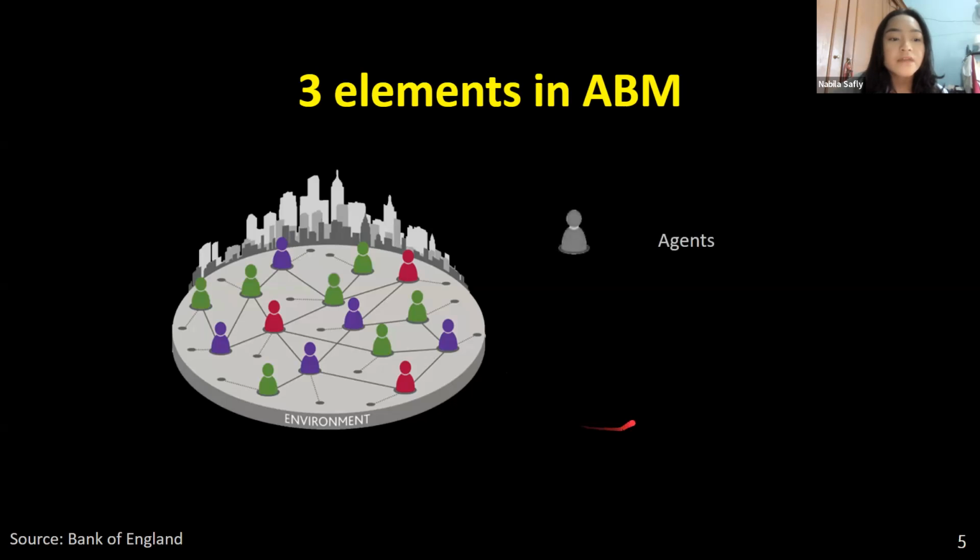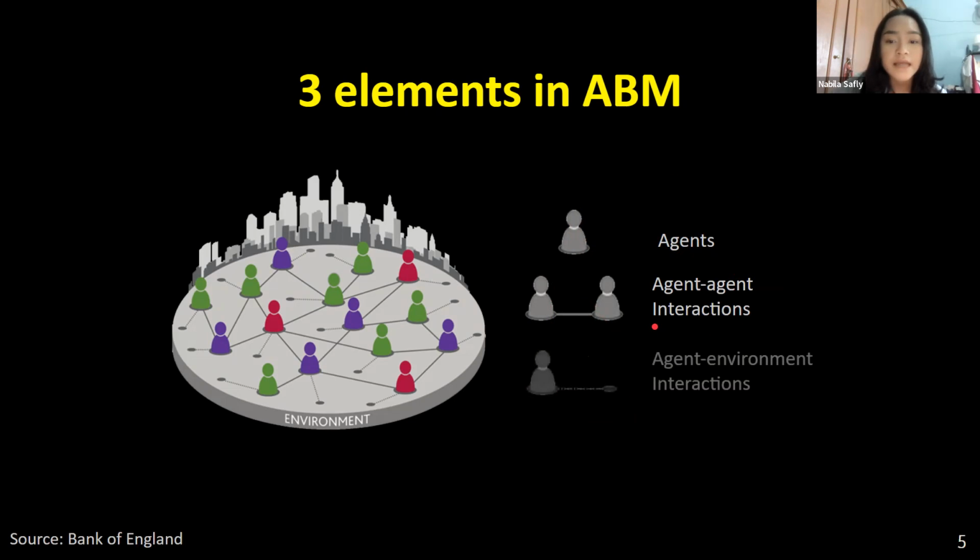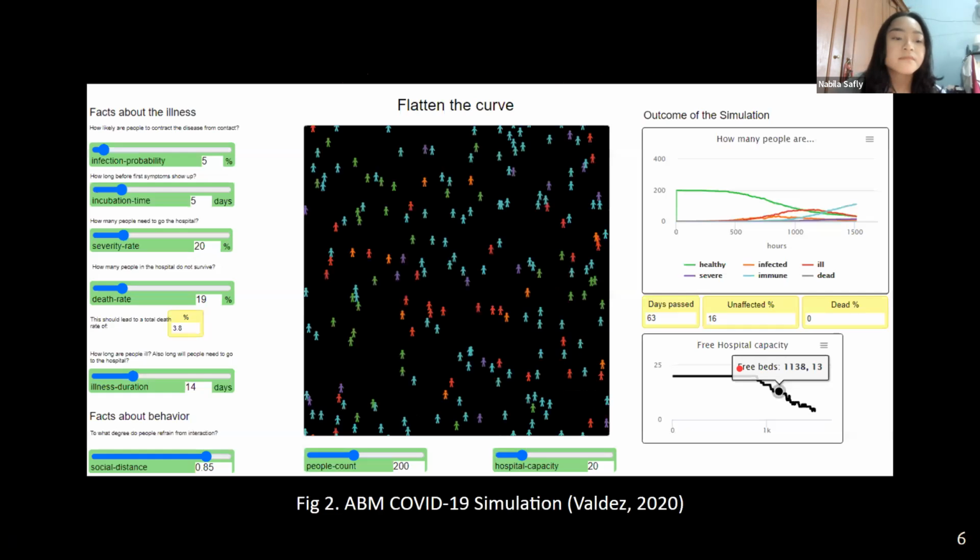1, a set of agents, including their attributes and behavior. 2, a set of relationships and interaction methods, including topology for the relationships, which defines the interaction of the agents. And last, the agents' environment. Agents interact with other agents and also their environment.